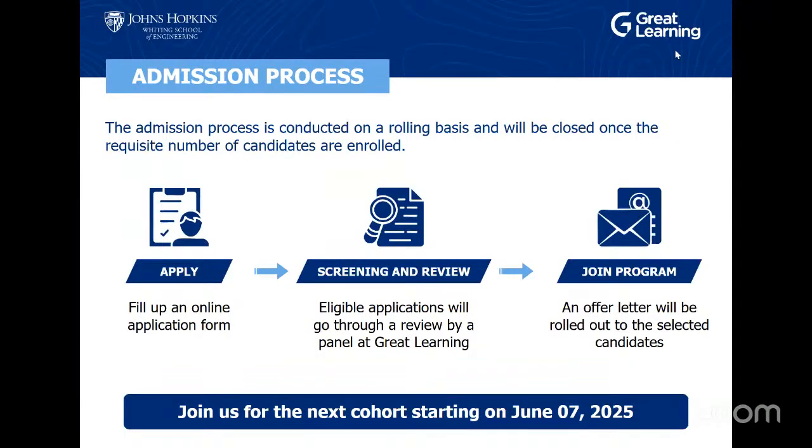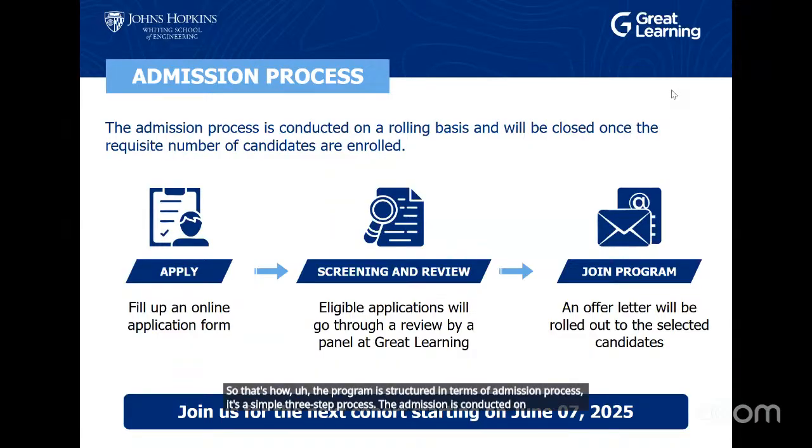In terms of admission process, it's a simple three-step process. The admission is conducted on a rolling basis, and once we have the requisite number of candidates for a particular cohort, the cohort is closed. So the process is a simple three-step process. You can fill up the online application form present on the program webpage, and fill in the details around your work experience, your current job, etc.